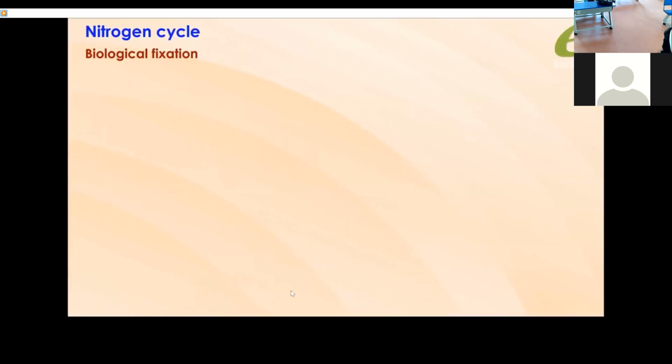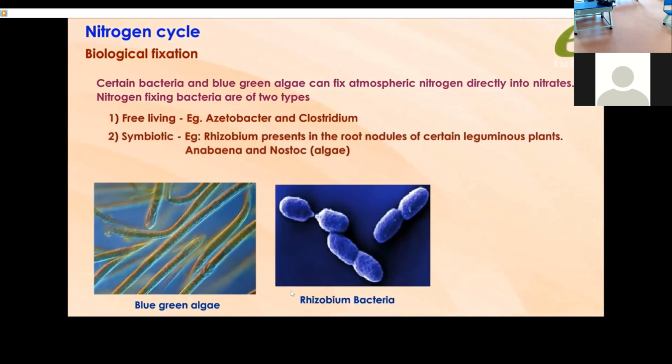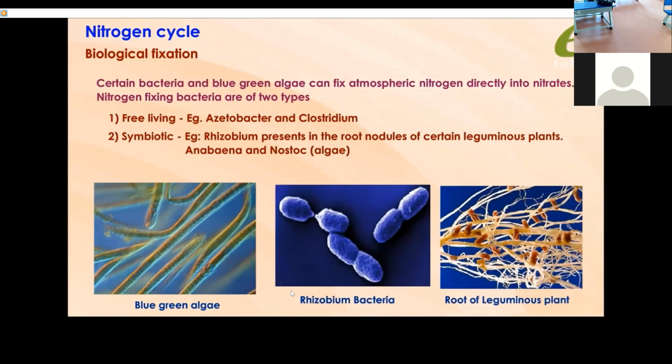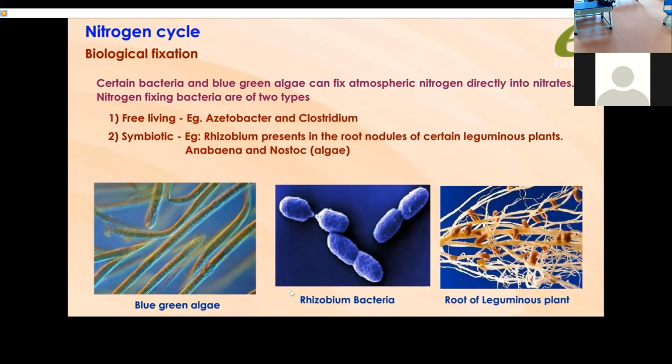Biological fixation. Certain bacteria and blue-green algae can fix atmospheric nitrogen directly into nitrates. Nitrogen-fixing bacteria are of two types. Free-living, example, Azotobacter and Clostridium. Symbiotic, example, Rhizobium, present in the root nodules of certain leguminous plants. Anabaena and Nostoc, algae.